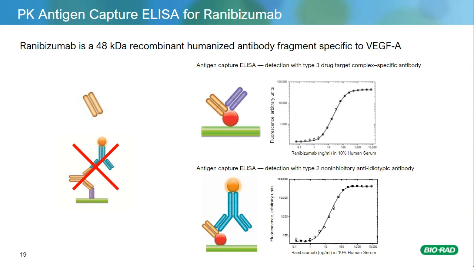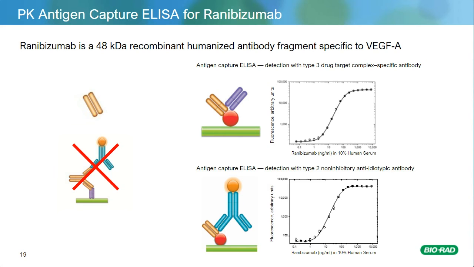Ranibizumab is a 48 kilodalton Fab fragment rather than an intact IgG, and it's specific to vascular endothelial growth factor A. Because it's just a single Fab essentially, we can't use the type of bridging PK format that you saw in the previous slide because there's only one binding arm. But what we were able to do was generate both type 2 and type 3 anti-idiotypes to Ranibizumab. And using these in combination with antigen capture, we were able to generate titration curves that would enable the measurement of Ranibizumab in, I guess, ocular fluid in this case.